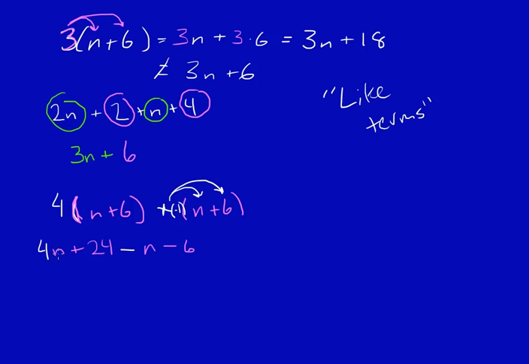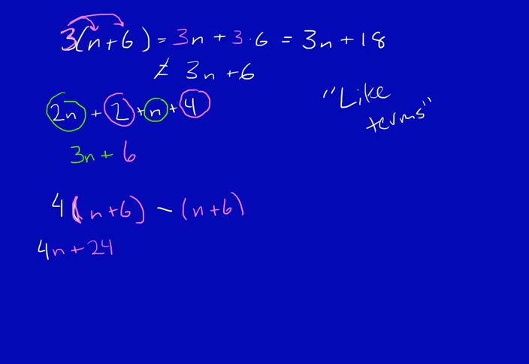So it would be 4n plus 24 minus n minus 6. And again, we will color code this so you can see which ones are like terms. This one, and then this one, and this one. And so 4n minus n equals 3n, and 24 minus 6 equals 18. And so that's an example of a correct answer right there. Now there's another way to think of it too, though, which is probably a little easier.